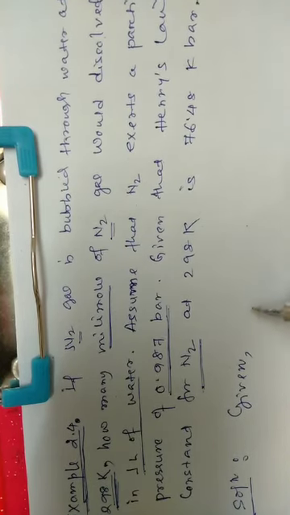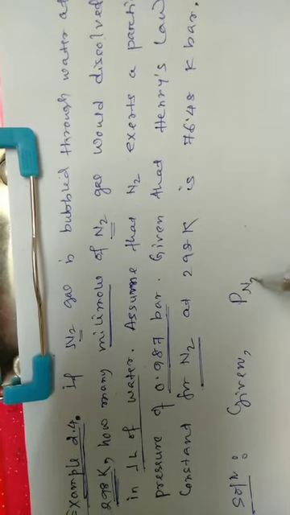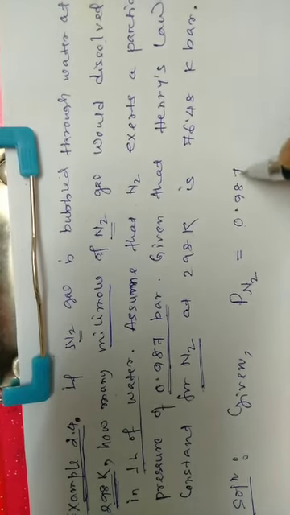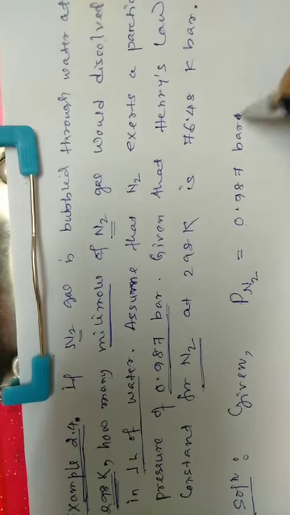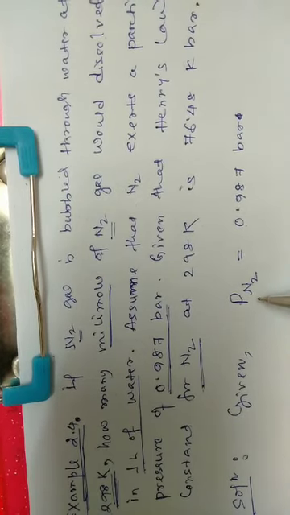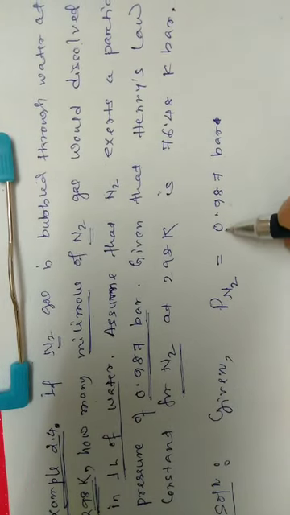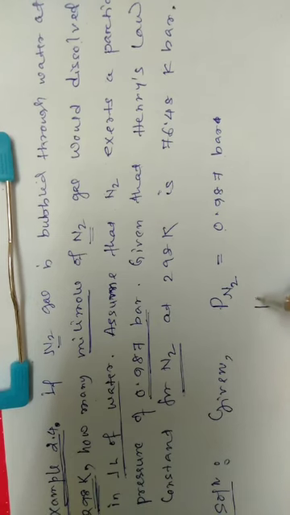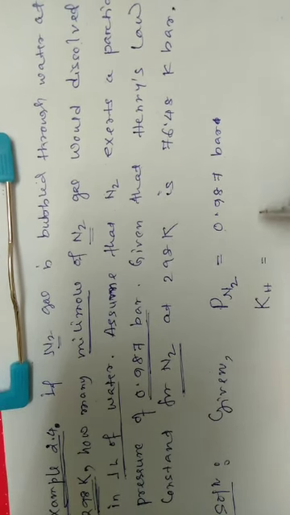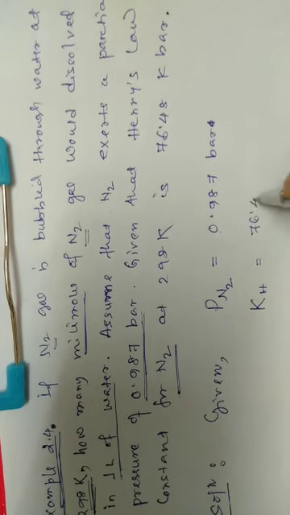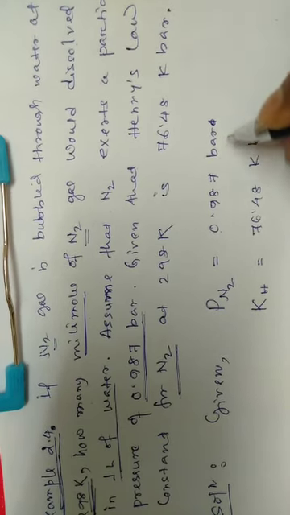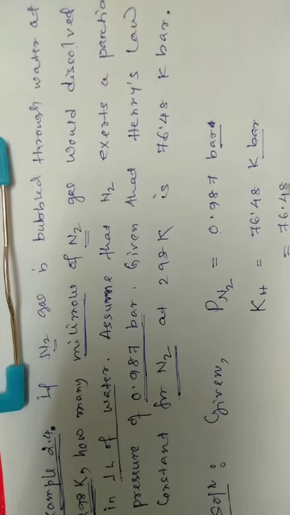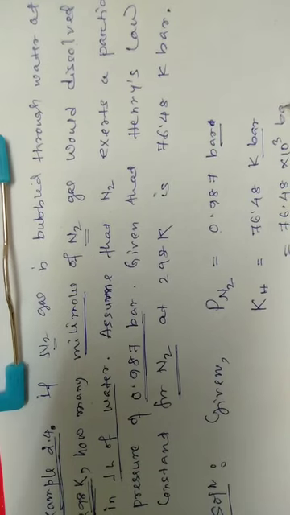So, solution for this question. Here, given the partial pressure of nitrogen gas, 0.987 bar. So on the nitrogen gas, how much pressure is applied? 0.987 bar pressure is applied. So in this question, Henry's constant Kh for nitrogen gas is also given, how much? 76.48 kilobar. Pressure is in bar, so we have to convert kilobar into bar: 76.48 into 10^3 bar.